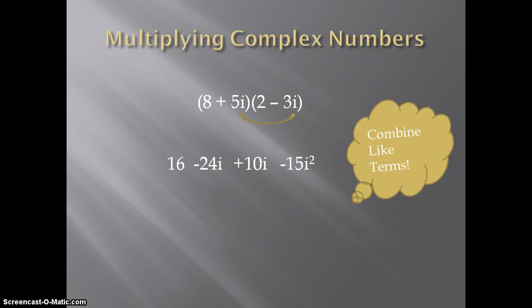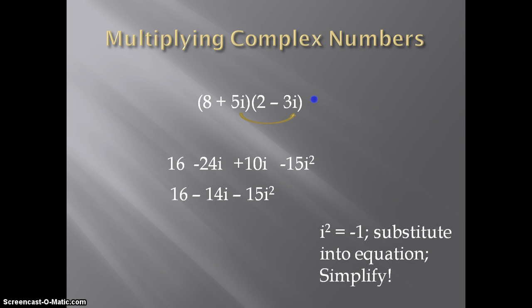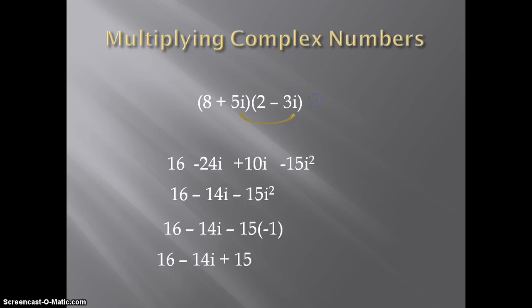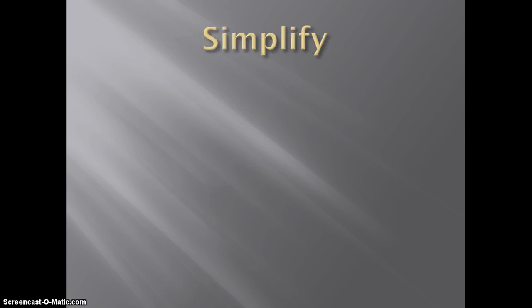Now just combine my like terms. The negative 24i and 10i combine to give me negative 14i, and I have the minus 15i squared. Now I see this i squared, so I need to substitute negative 1 in for that and simplify. So now I have 16 minus 14i plus 15, and I simplify and get 31 minus 14i. And that's my answer.